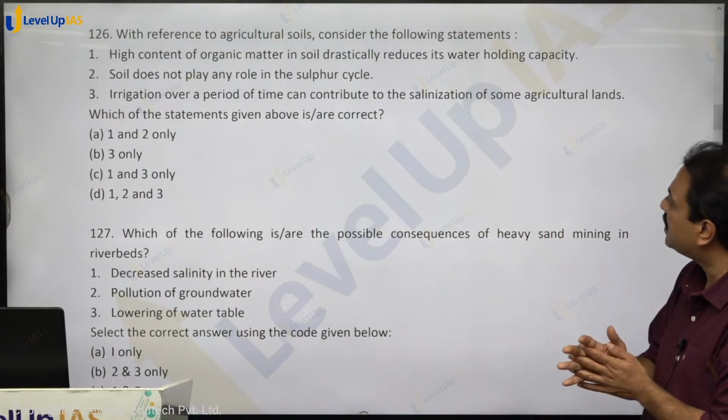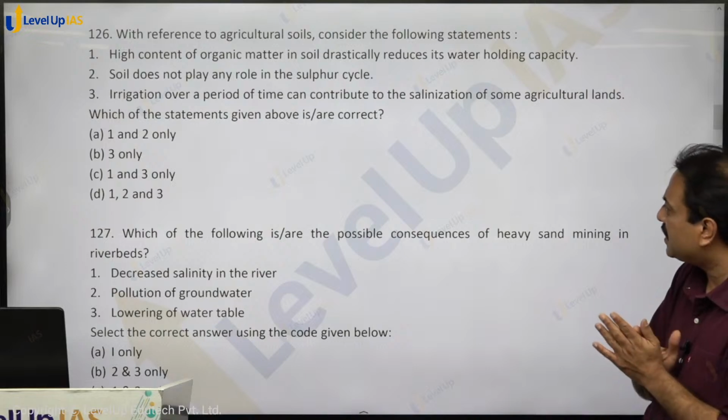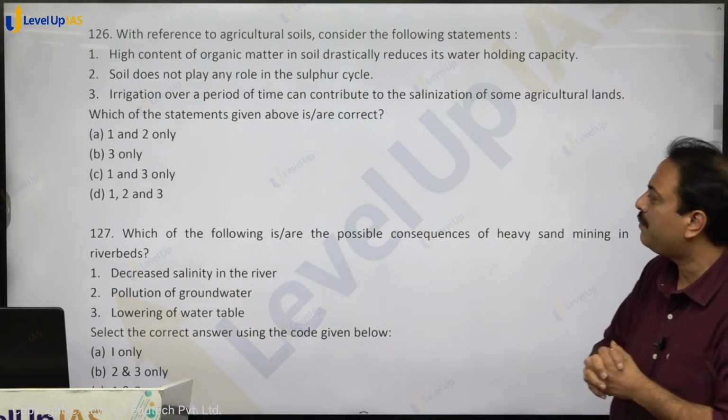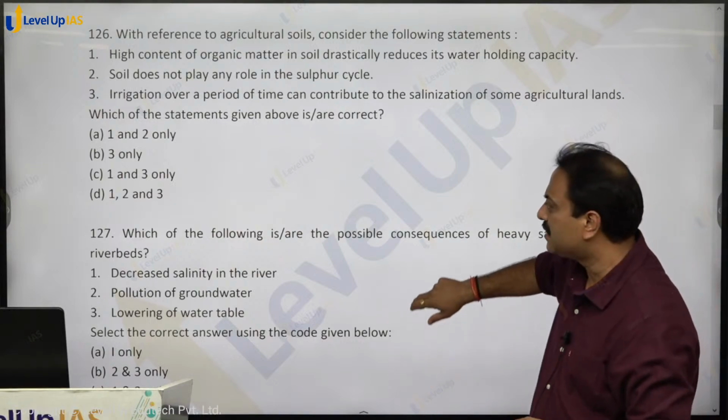So first statement is wrong, second statement is wrong, third statement is correct. So 3 only, option B for boy shall be the right answer. Clear on that?